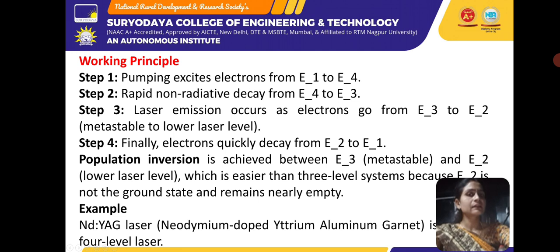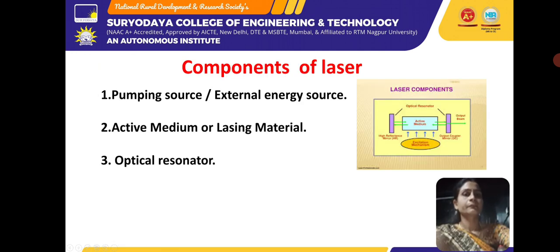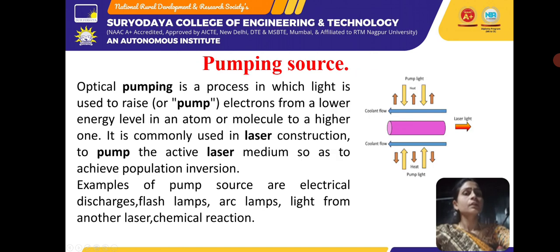Nd:YAG laser is the example of a 4 level system. Then what are the components of the laser? This is the most important part of the laser. Number 1 is the pumping source which is required. Then number 2, active medium, and number 3, optical resonator. Then pumping means what? To supply energy.